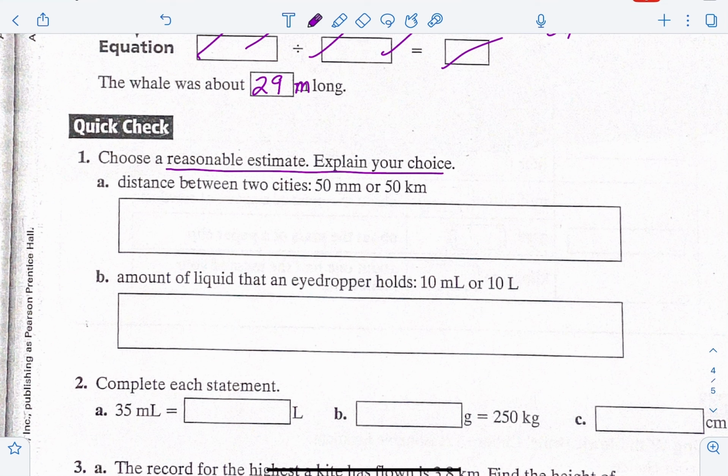Okay, so I'm gonna give you a minute. You're gonna pause your video and do these. Make sure you have a choice and an explanation. Okay, distance between two cities, 50 millimeters or 50 kilometers. The logical choice is gonna be 50 kilometers, okay? And your reasons, they could be different.